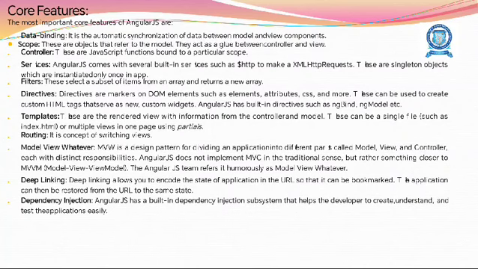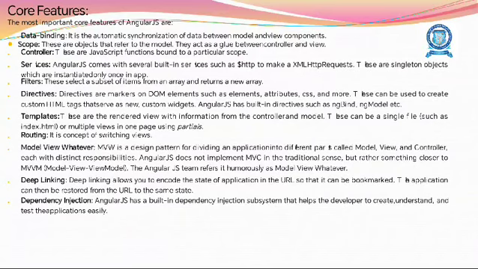Next one is the templates. These are the rendered view with information from the controller and model. These can be a single file such as index.html or multiple views in one page using partials. Next one is the routing. It is the concept of switching views. Next one is model view whatever.